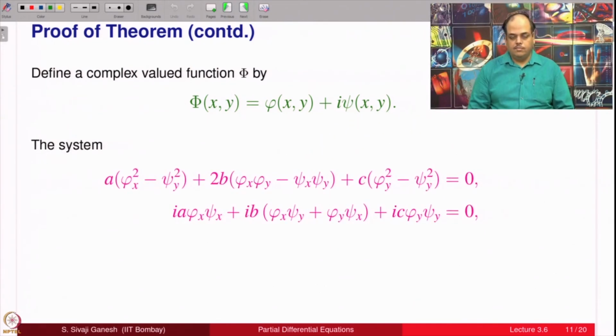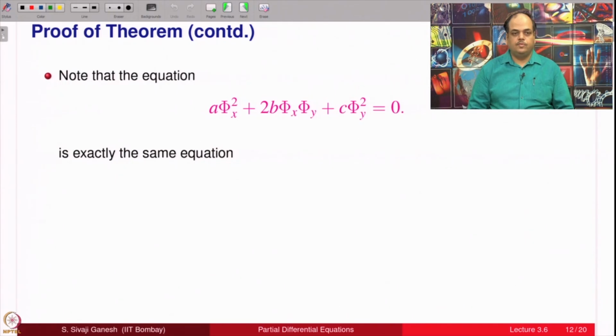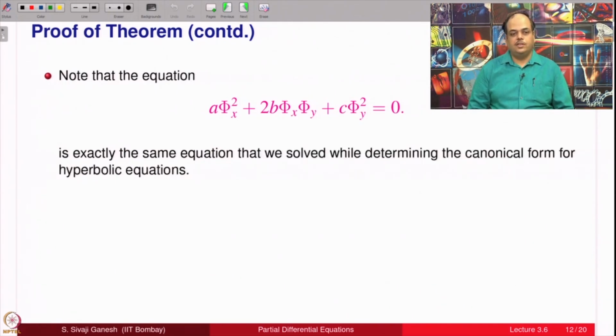So, the system that we want to solve for phi and psi is now equivalent to this one single equation, A phi x square plus 2b phi x phi y plus c phi y square equal to 0. This equation we have seen earlier. This is the same equation that we solved while determining the canonical form for hyperbolic equations.